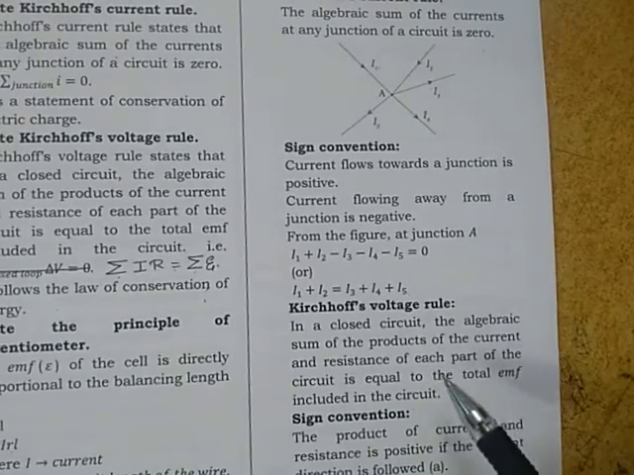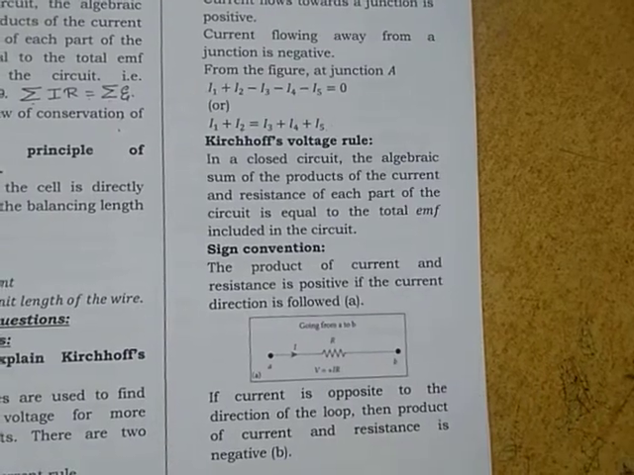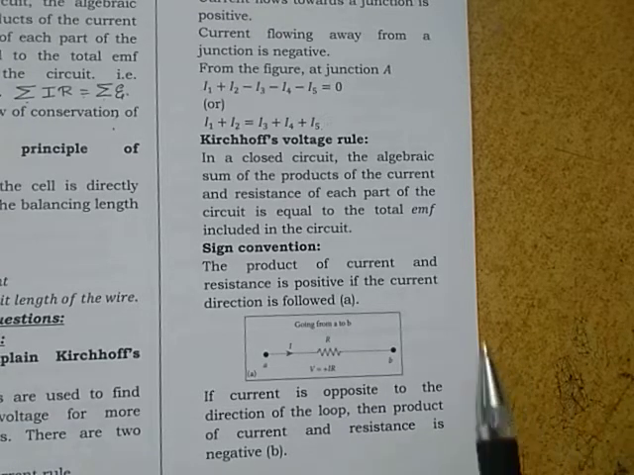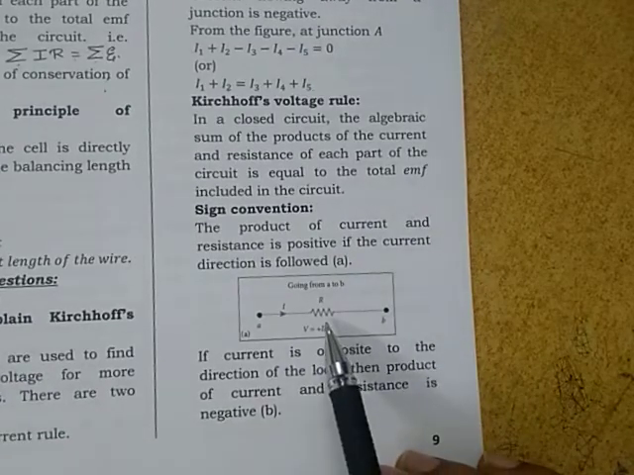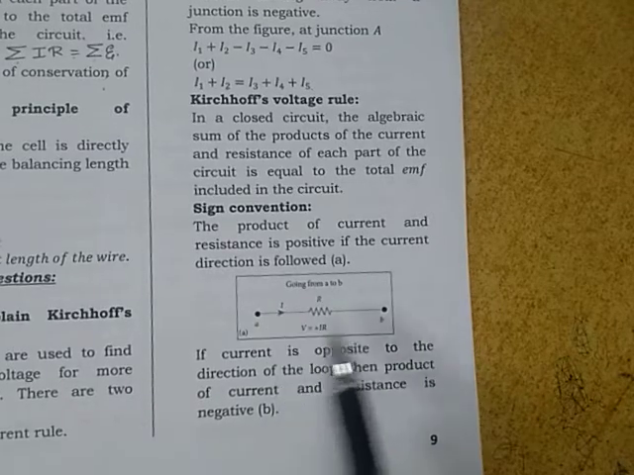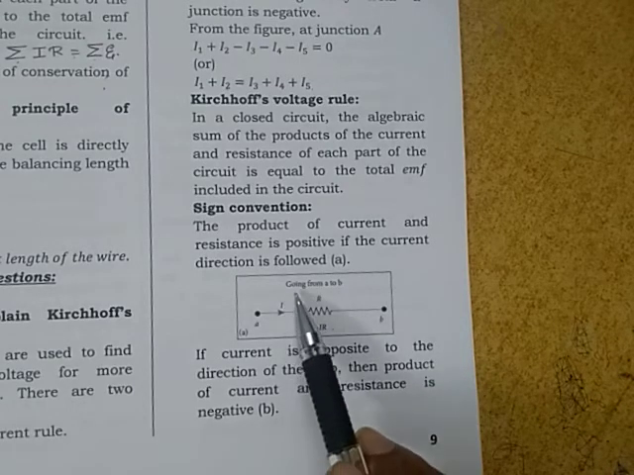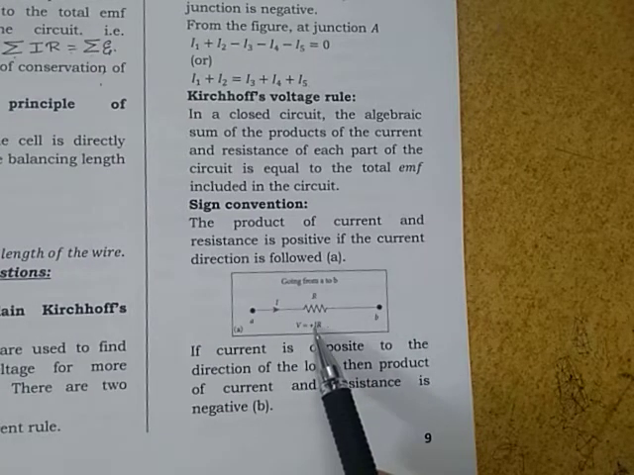Then Kirchhoff voltage law, that is applicable to the closed loop. We know the sum of the products of current and resistance in each part of the loop is equal to the total EMF included in the loop. Here also some sign convention is there. Suppose I consider a resistor having two ends A and B, and I is the current flowing from A to B and we are going from A to B, then we can write V is equal to plus IR. Our followed direction is the same as the direction of the current, so we write V is equal to plus IR.